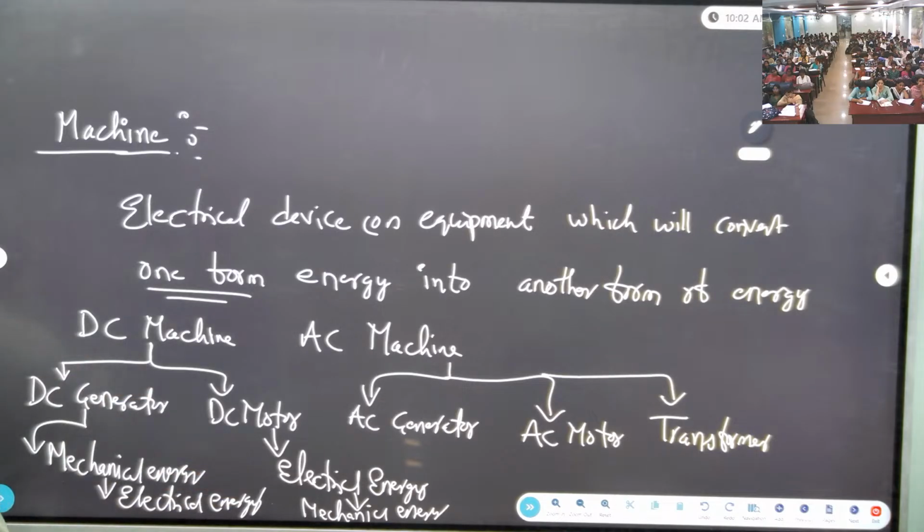Mechanical energy means input as rotation. Output we are getting is electrical energy. Whenever the power is switched off, what will we do? We will switch on the generator. The generator converts mechanical energy into electrical energy. Electrical energy means power. Whenever there is no power, we switch on the generator. That is the AC generator.